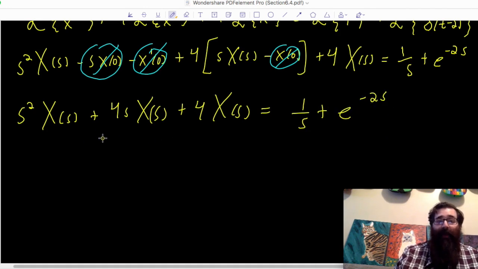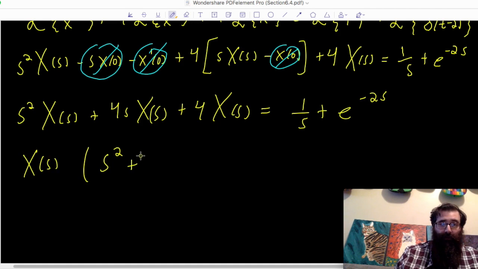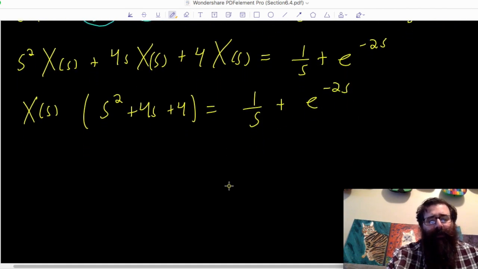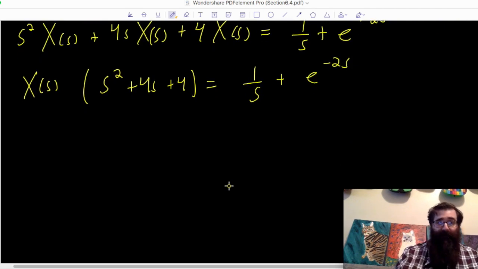And I want to solve for capital X of s, so I'd factor it out. That leaves me with s squared plus 4s plus 4 equals 1 over s plus e to the minus 2s. And then I would want to divide both sides by this. Now, I'm not going to divide everything in maybe a traditional sense. I'm going to divide everything, of course. I have to. But I'm going to sort of treat the terms separately.